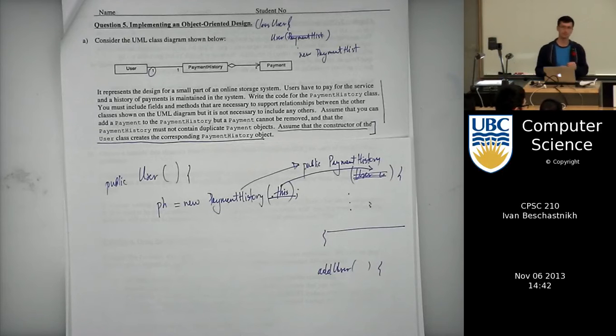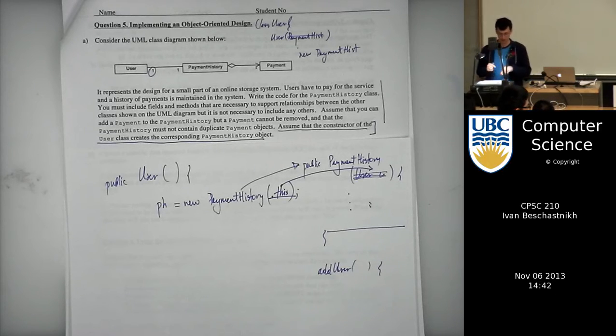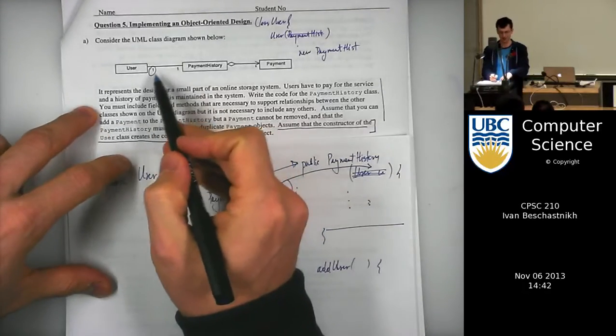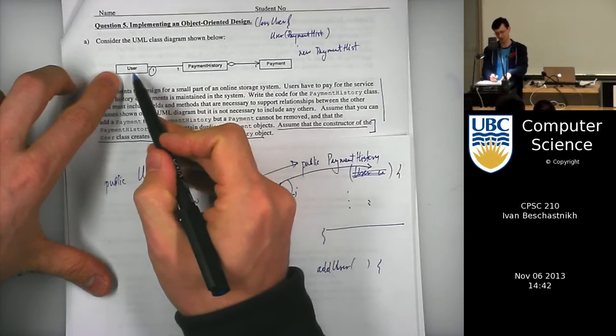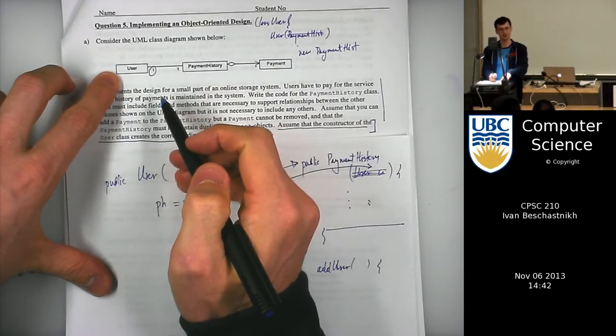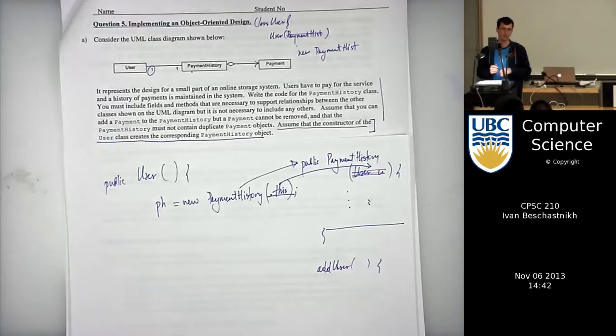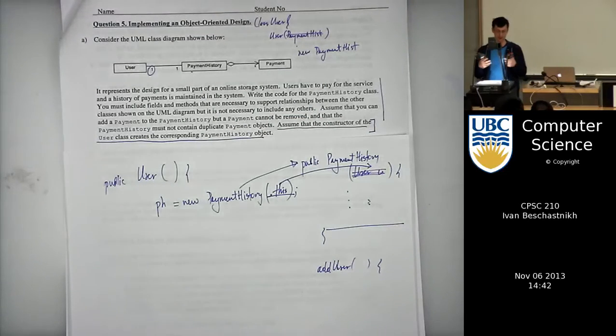That statement is basically saying that the payment history knows about user and user knows about payment history? That's right. That's what this thing says. And this constrains you. This says that at the end of the constructor of user, it knows about payment history. And at the end of the constructor of payment history, it knows about the user. So it's a very tight coupling between the two.